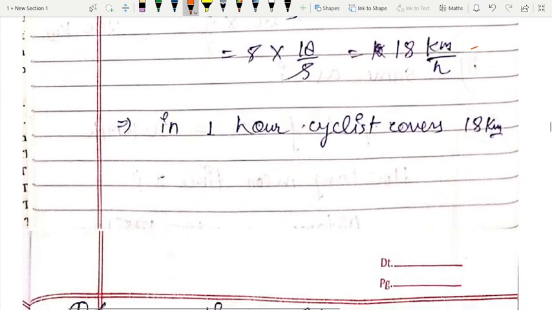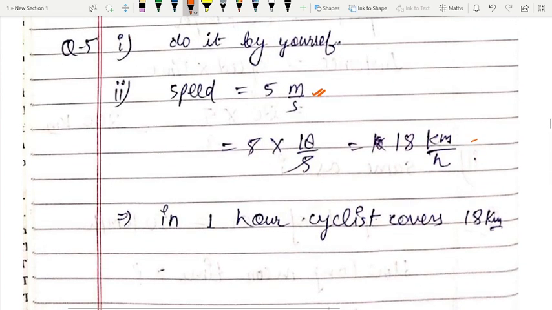So it is asked in the question. See question number 5. A cyclist's speed is 18 kilometer per hour. How many kilometers does he cover in 1 hour? So basically 18 kilometer per hour means 18 over 1.